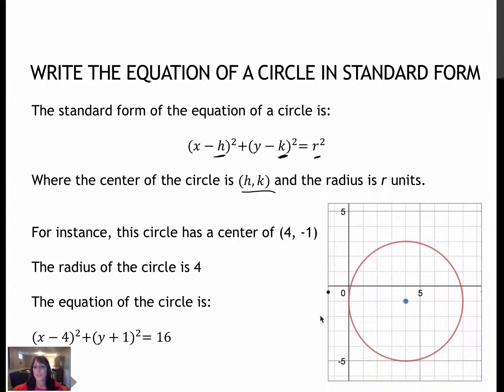So for instance, I have a circle that I've graphed here. The center is (4, −1), this blue point in the middle. The radius of the circle is 4, which we can just count if we go straight to the left, or straight up, or straight down, or straight to the right. Therefore, the equation of the circle is (x − 4)², so again, subtracting the x value of the center, (y − −1), and again minus negative made it plus, so (y + 1)², and then of course 4, which was my radius, squared made it 16. So that's the equation of my circle.